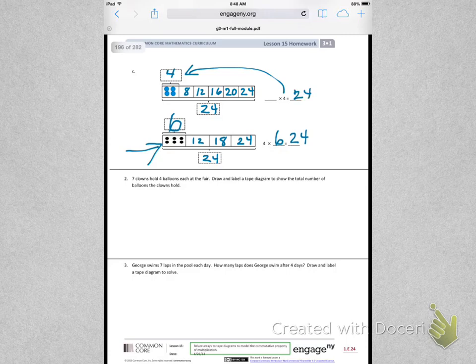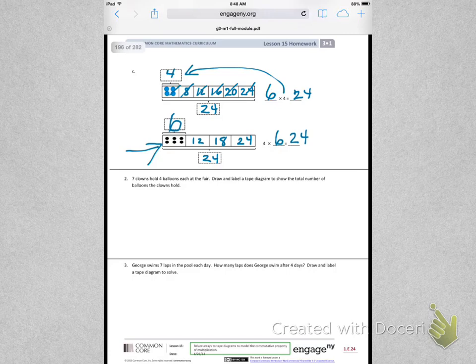I'm still missing a factor. I had 4 in each box. I guess I need to count how many groups that is. Let's go ahead and count those groups. 1, 2, 3, 4, 5, 6 groups. That makes sense. In commutative property, you have to have the same factors to get the same product. 6 times 4 is the same as 4 times 6, and they both have the product of 24.